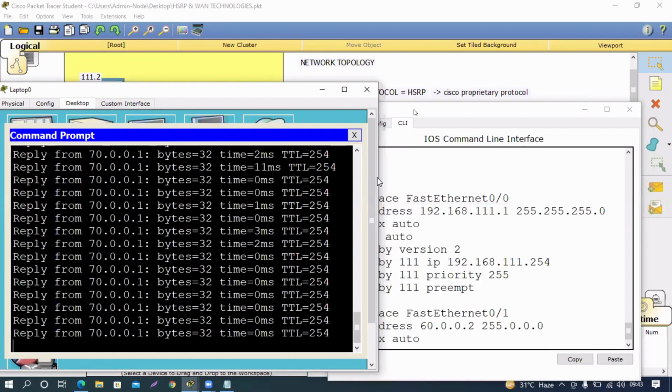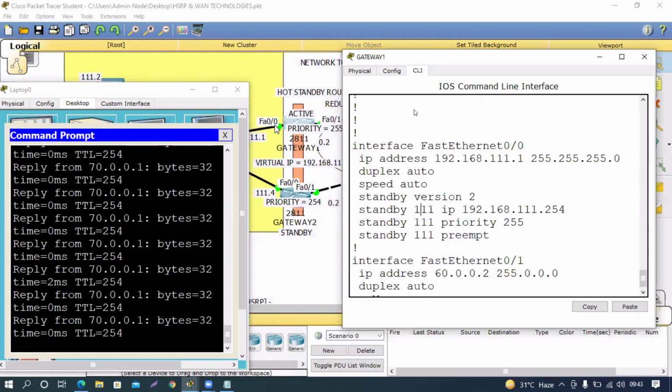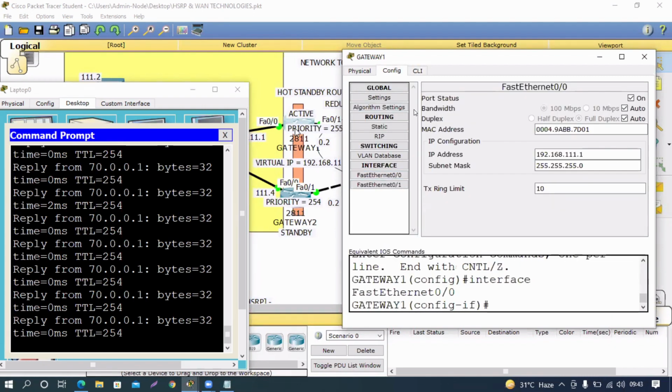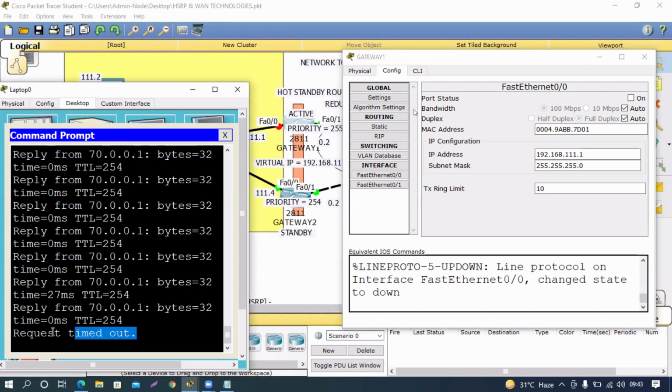You can see the reply is coming. Okay, so we simply go to this fa0/0 port and we shut it down. So can you see this? The port is down, right? Yes, sir. So what we will see now is request timeout. Can you see the request timeout message is coming?